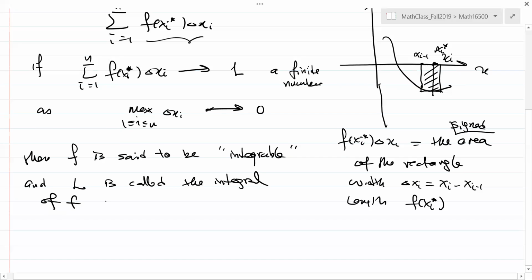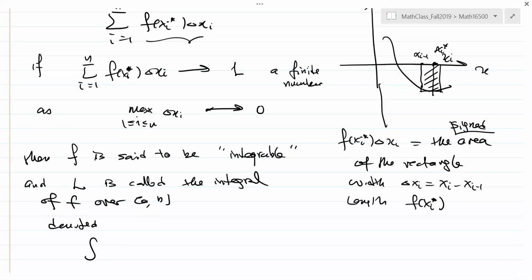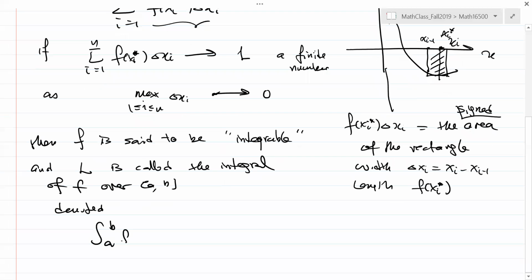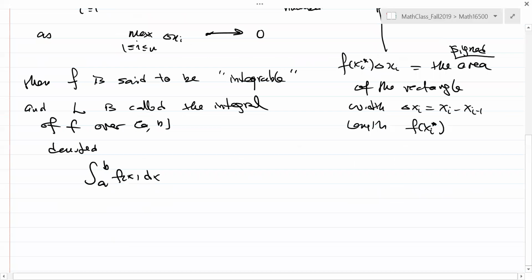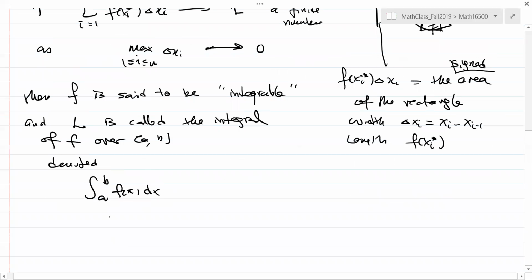F over the interval from A to B. Okay, and denoted by, I have to use a notation, just like the limit for the derivative, I denote by f prime x, right? F prime a. So here our notation will be like this. It's interesting. It involves lots of things. It involves the function, of course, and it also involves the dx.